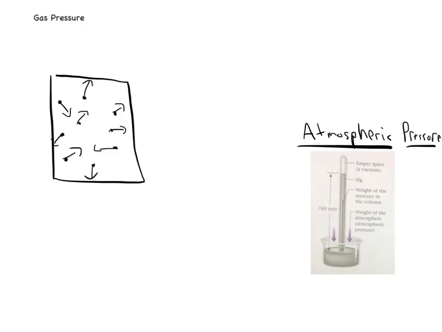So in this video, we're going to define gas pressure. Let's start by talking about what pressure is. Pressure, mathematically, is given with the symbol P, and it is simply the force, which is a push, divided by the area that that push is happening on.